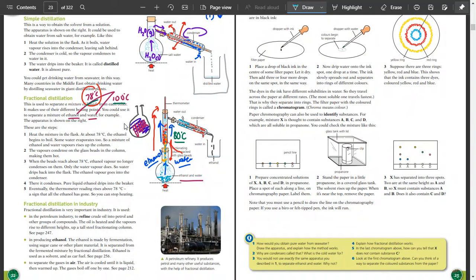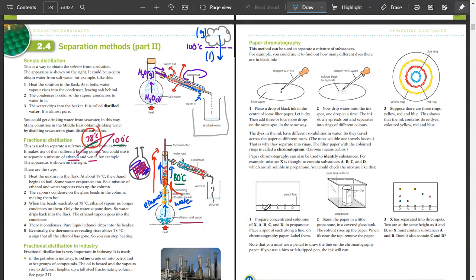So that is fractional distillation, and fractional distillation is used in industry to refine petroleum. But you can also use fractional distillation to separate out ethanol that is made by fermentation. Ethanol is an important fuel, and it's also an important solvent as well. So it's a really important process.